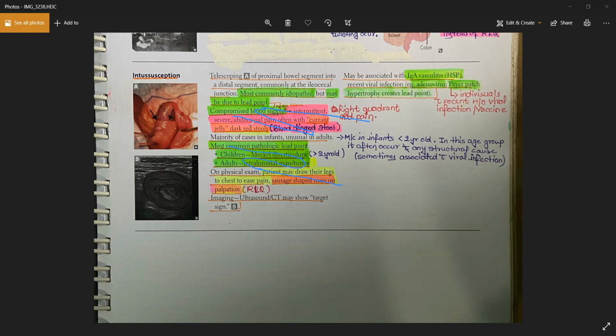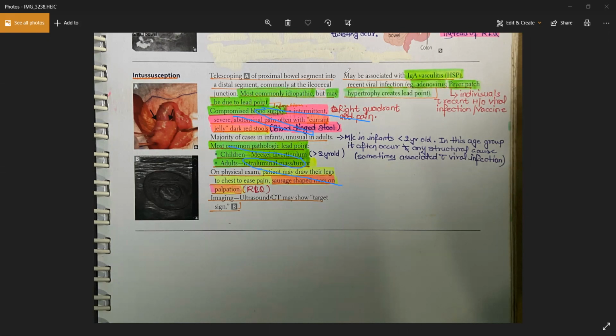Most of the times the intussusception is idiopathic. But sometimes it can also be associated with lead points, secondary to the lead points. Most of the time it is primary, it is always idiopathic, right? But sometimes it can also be associated with other lead points.